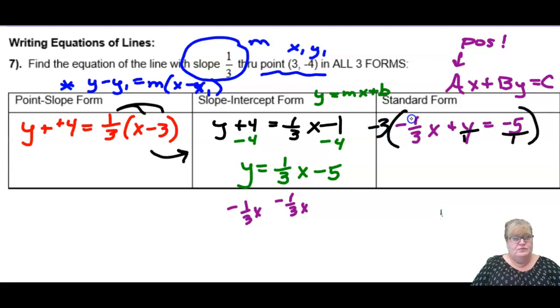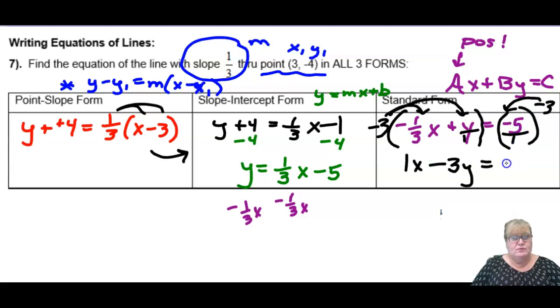So when I do -3 times -1 divided by 3, I get a positive 1x, or just x. Don't forget, though, that you are multiplying everything by that -3, and I should have written it like this. So -3 times y is just -3y, and then -3 times -5 divided by 1 would be positive 15. And this is standard form now. No fractions, no decimals, and a positive number here.